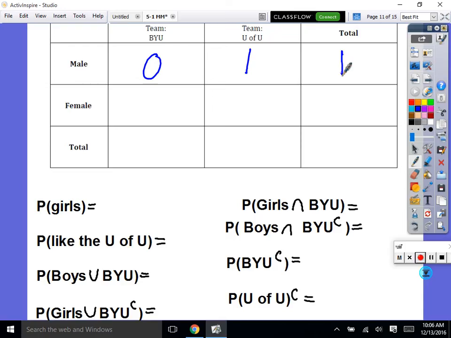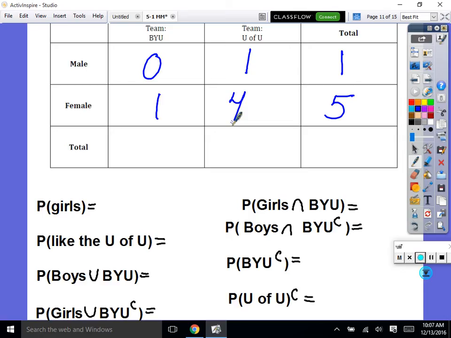All right. Now how many females do we have? 1, 2, 3, 4, 5. Okay. So there's 5 females. Right here will be 5. How many of you would choose BYU? 0. Okay, so then I'm going to choose it just to be different. 1. And so that means 1, 2, 3, 4 of you choose the U. Okay? Now that all adds up, right?